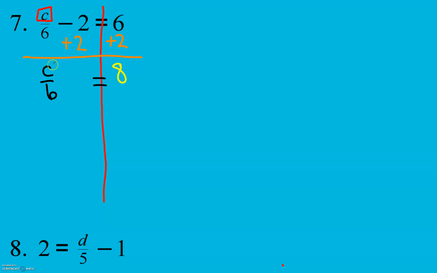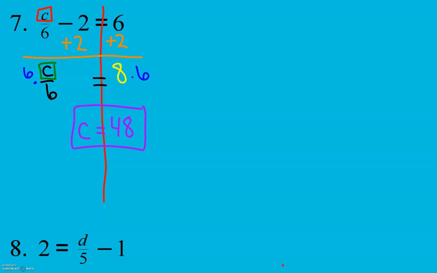Now, my variable is being divided by 6. We get rid of division by multiplying. 6 divided by 6 is 1, and 1 times c is just c. 8 times 6 gives me 48.